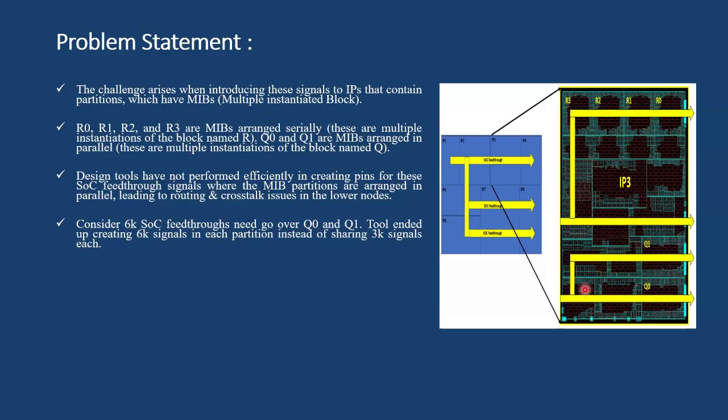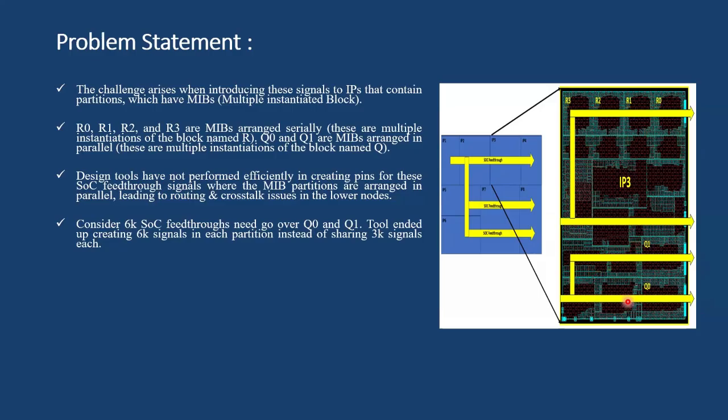Now, while taking these SoC feed-through lines over these partitions, when we give a free hand to the tool, what we observed is that the tool has not performed efficiently in creating pins for these SoC feed-through signals where the MIB partitions are placed in parallel fashion. Consider the case where we have to take a 6K SoC feed-through signal over the Q0 and Q1 partitions. Ideally the intention is to share it between these two partitions, with 3K signals connected to Q0 and 3K signals to the Q1 partition.